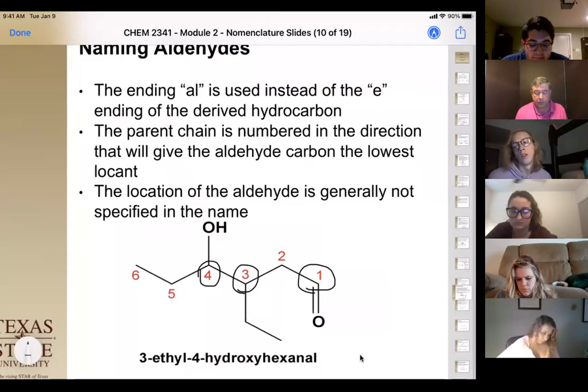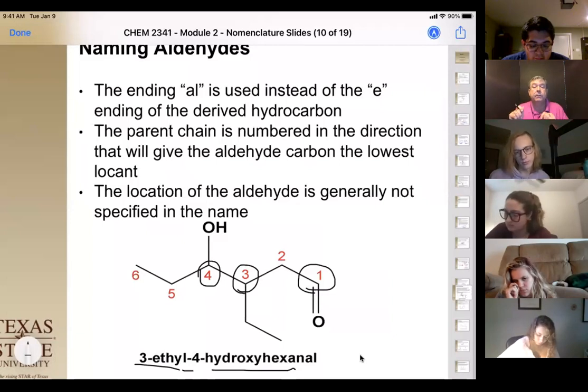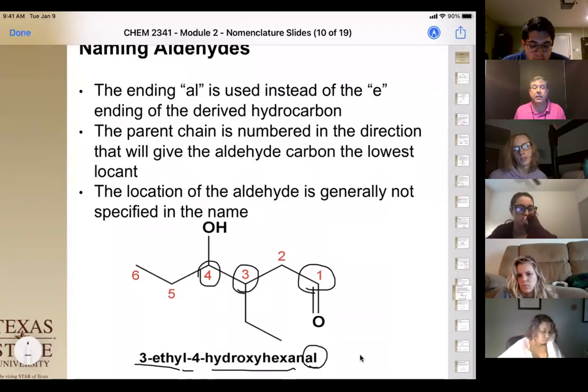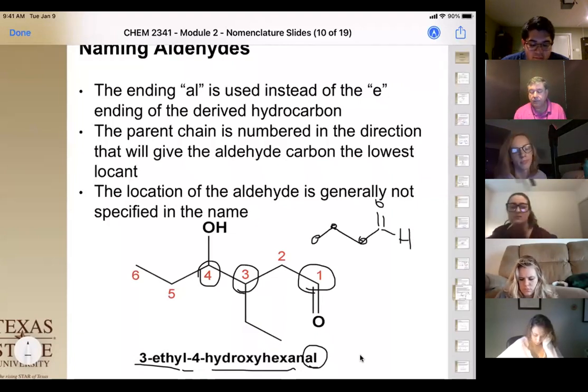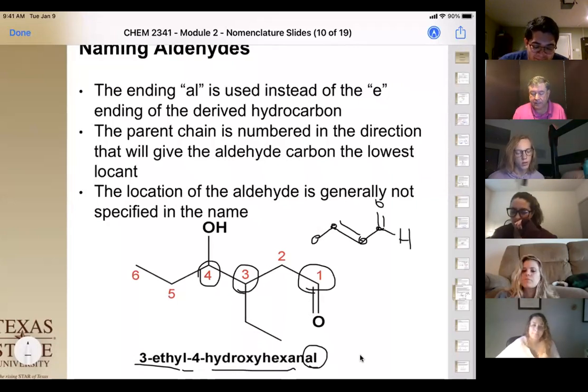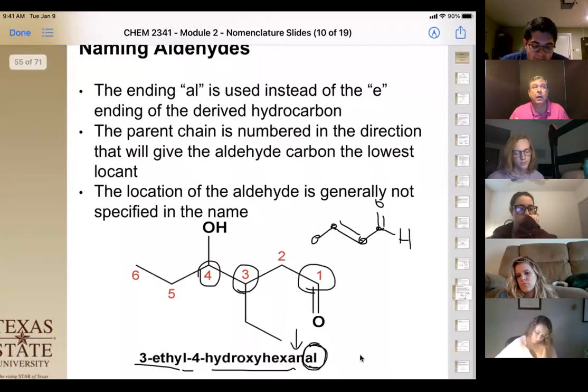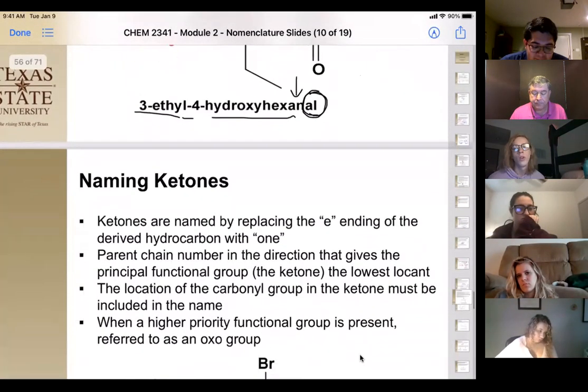Now we alphabetize, and we end up with 3-ethyl-4-hydroxyhexanal, because the an tells us we have no double bonds, and we drop the e and add al at the end. Okay, so if you had just this compound here with the hydrogen drawn in, that would be 1, 2, 3, 4 carbons. So it'd be butanal. Okay. Now, if we have an alkene in there, we have to include that in our infix, and it'd be butenal. So we can't forget that the infix is about the carbon-carbon bond, but the al is telling us we have an aldehyde. All right. So those are aldehydes.